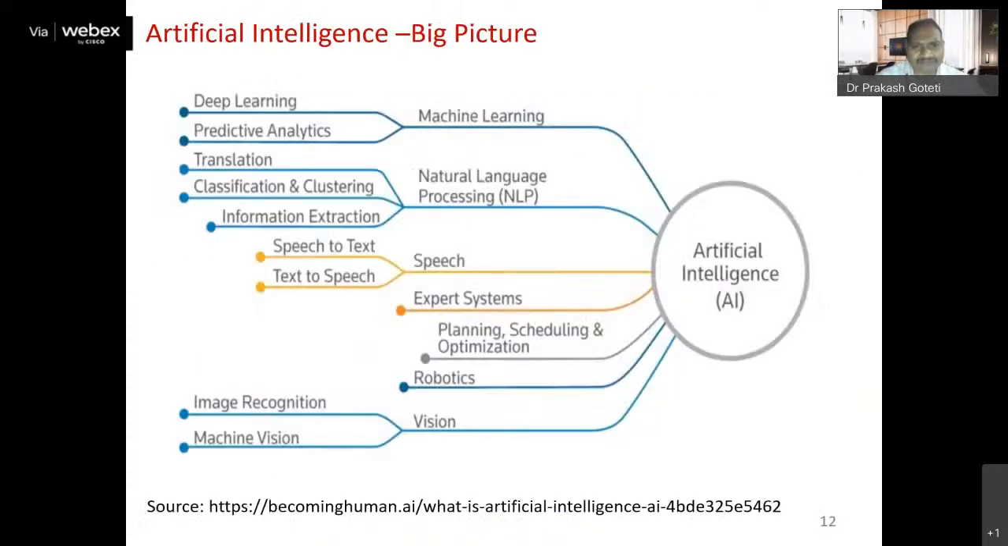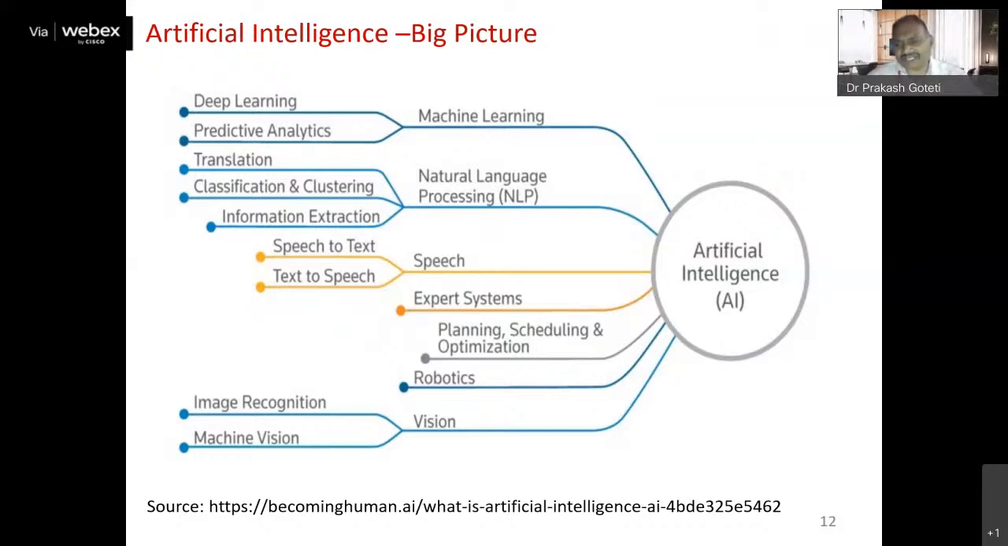So if you look at artificial intelligence, it is a big set of activities that you perform, like deep learning, predictive analytics, and actually deep learning is part of your machine learning. And there are natural language processing related tasks, that is translation. It can be language translation, or it can be speech translation and things like that, and information extraction. Then speech, another area, text to speech, speech to text, and robotics, and OpenCV, for example, you have computer vision and applications, object detection and things like that. These are all various broad categories.